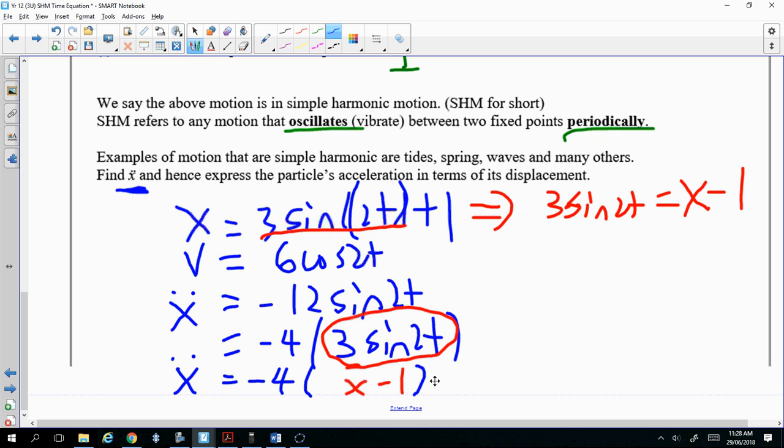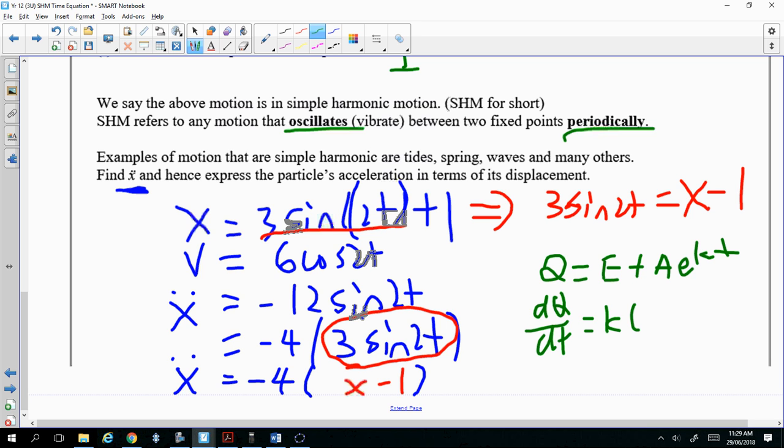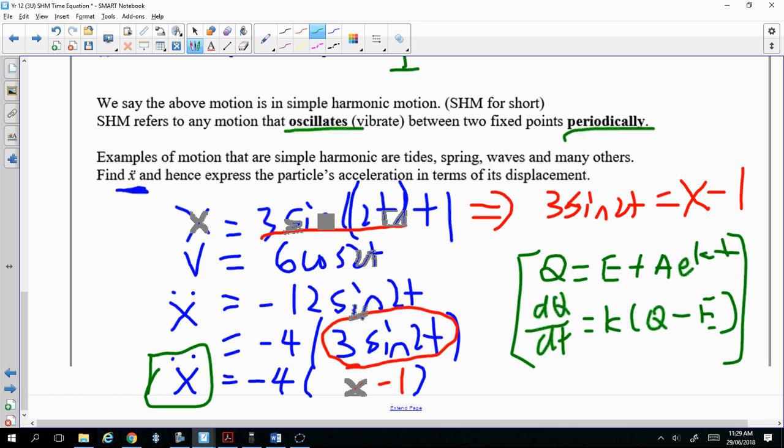So when we have the quantity Q equal to e plus A e to the power kt, then the first derivative can be written in terms of itself, Q minus e. Whereas in simple harmonic motion, the acceleration can be expressed in terms of displacement. All right, we'll come to this equation later on. Notice that this number 4 relates to this number 2.